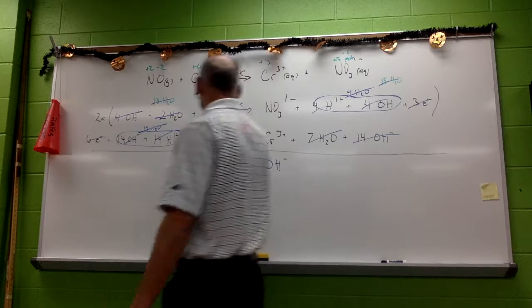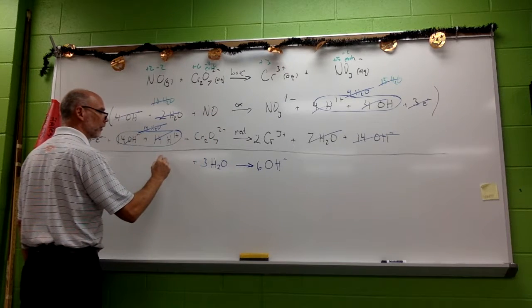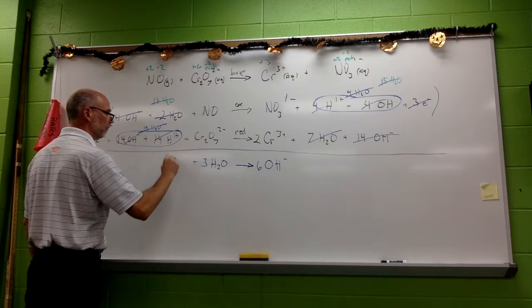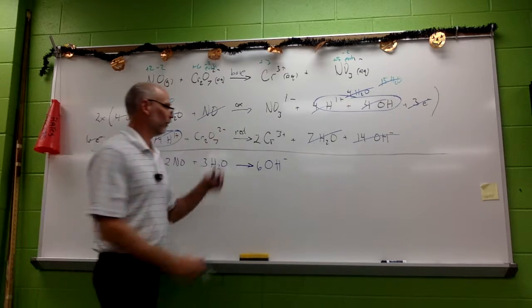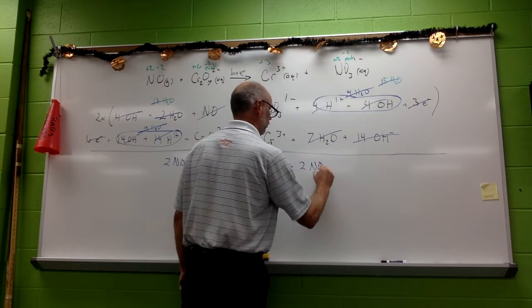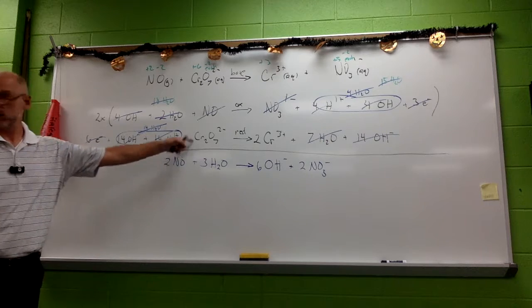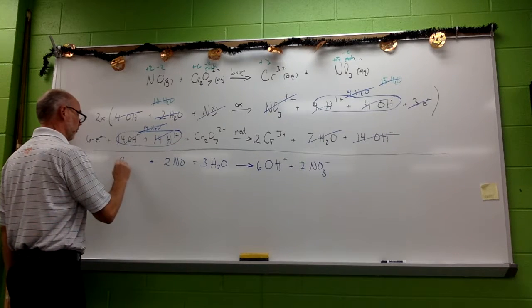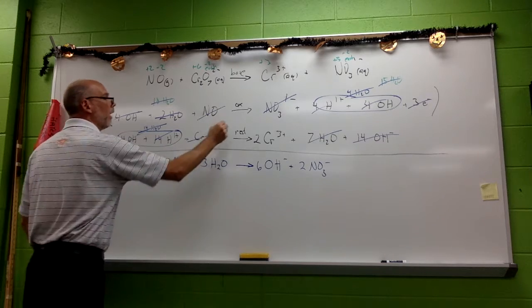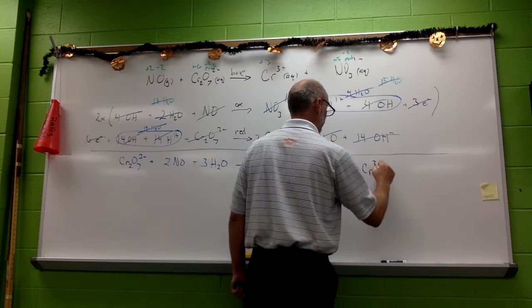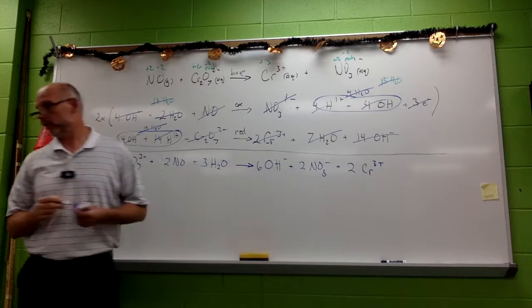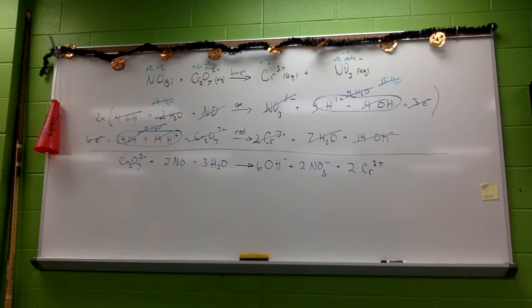Okay? So, how many nitric oxides, NOs? How many NOs? 2, very good. How many nitrates? 2. How many dichromates? 1. And how many chromium 3s? And as I said earlier, you can't screw this up. That is not intended to be a challenge.